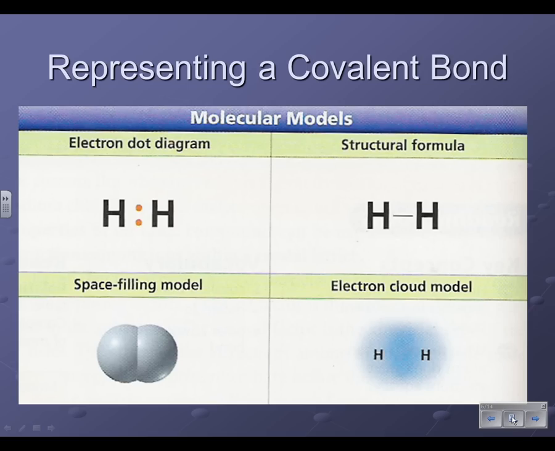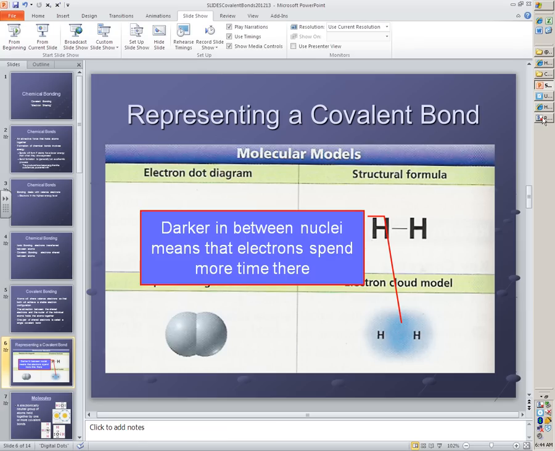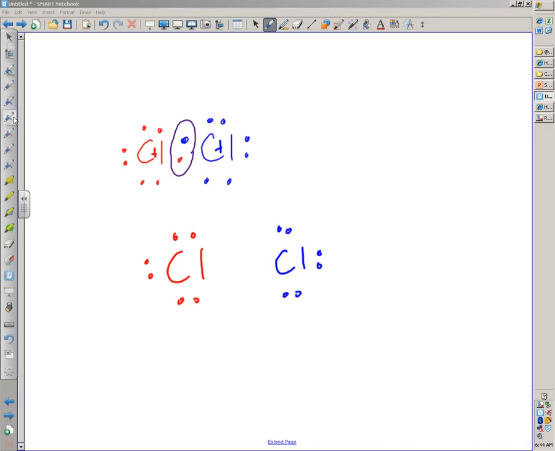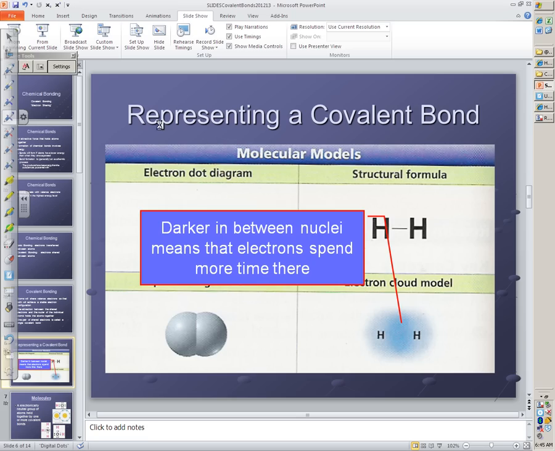So if we go back to my representation of this chlorine, what I could do is this. Here's the red chlorine, Cl, 1, 2, 3, 4, 5, 6. Here's the blue chlorine, 1, 2, 3, 4, 5, 6. But now we replace those 2 electrons in the middle with a single line. That line representing these 2 electrons that are being shared, and a lot of times that's how you'll see covalent bonds being represented. But keep in mind that there are other ways that we can do it, right?